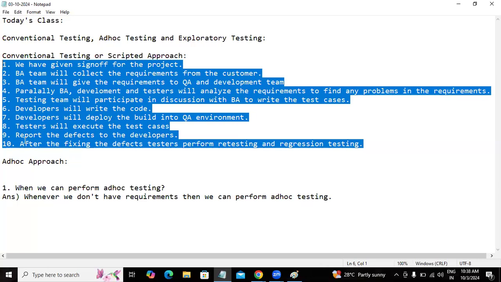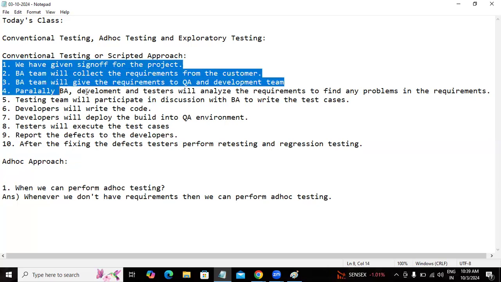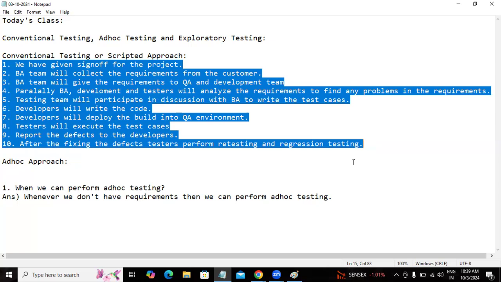After that, I connected with all my team members and we discussed: guys, we have done the conventional testing, but still we are missing 5 critical defects. So you need to write effective test cases from now onwards. We discussed these things.